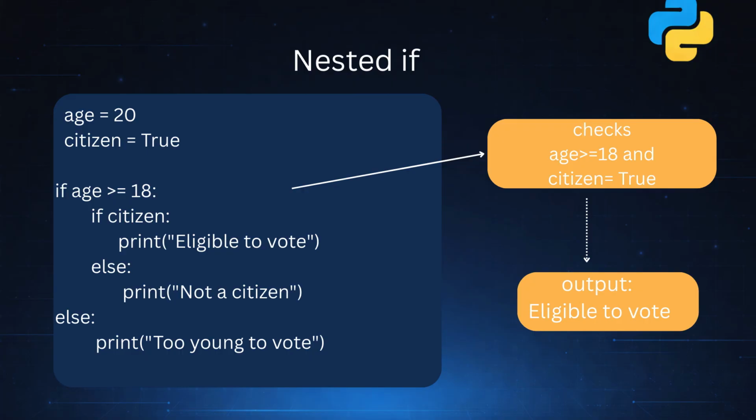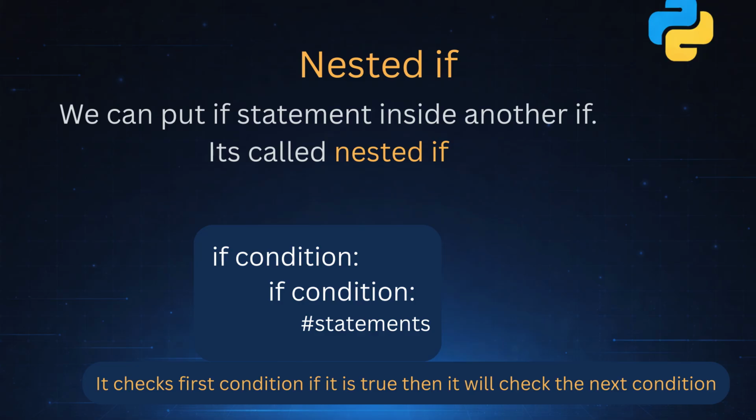And if the age is less than 18, the program prints too young to vote. This is called a nested if, where one if statement is placed inside another. A nested if means placing one if statement inside another if statement. It is used when a program needs to check multiple levels of conditions.